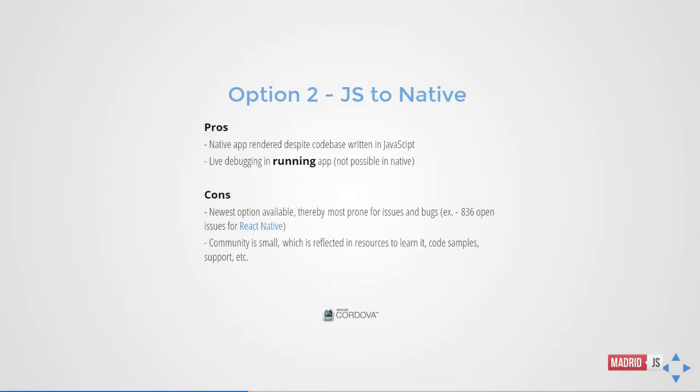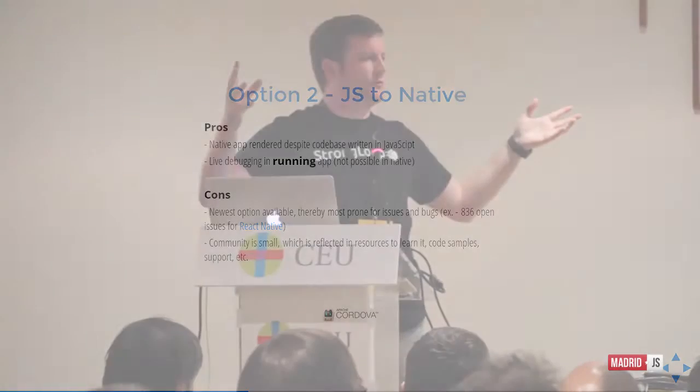The second option is JavaScript to native. This is very, very new. This is very cool as well. The pros for this is a native app that is rendered despite a code base being written in JavaScript. So you can write a mobile app or an app for any sort of platform, and you can use a tool to then create an Android or an iOS app, more platforms coming, and it is actually running as native code. Your users will not be able to tell a difference, if it's written well, between a native app written in Objective-C versus an application that is written in JavaScript and then executed with the device. There's also live debugging in a running app.